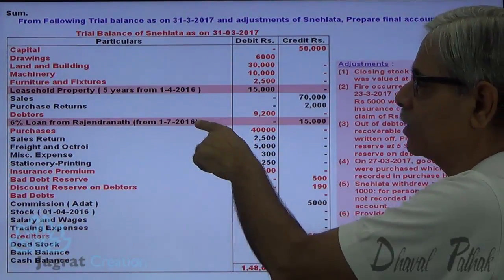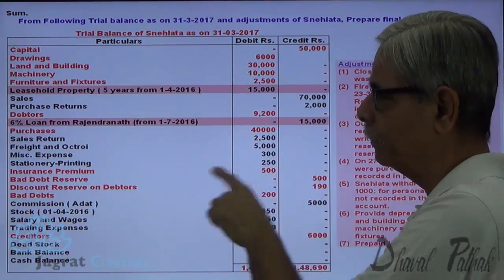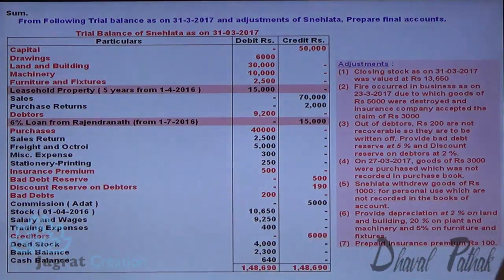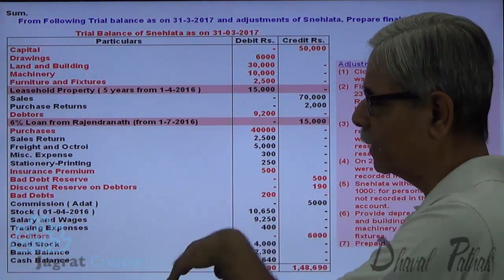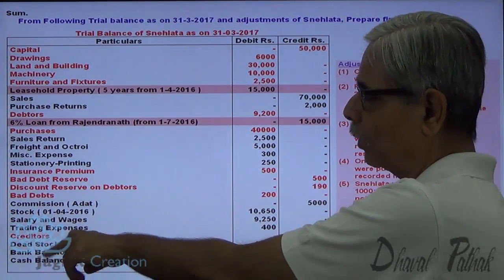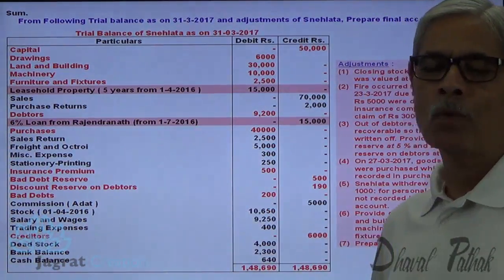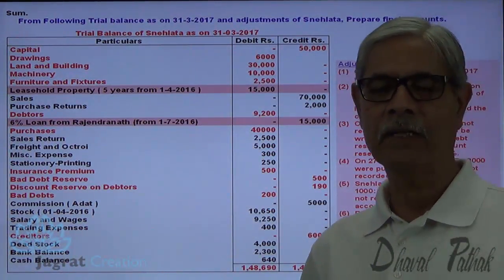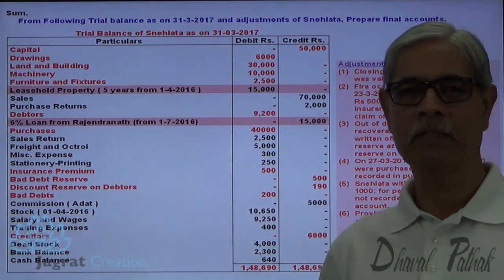This is a hidden adjustment. Here, interest on capital, interest on loan is to be paid. That is also a hidden adjustment. Insurance, prepaid, that is the seventh adjustment. Bad debt reserve, discount reserve, for which you are given adjustments. The unrecorded purchases will be added to creditors. So, these are the various items of the trial balance identified as relevant. They will be explained in more detail while solving the sum.